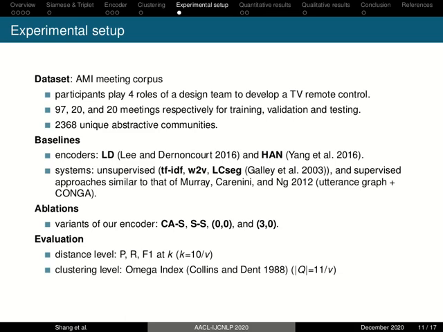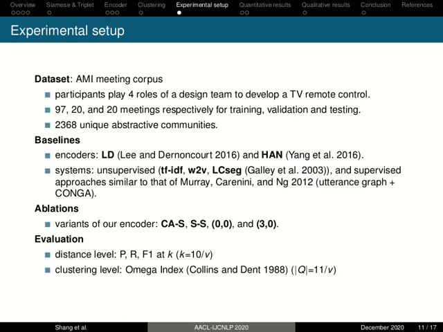For the supervised systems, we use an approach similar to that of Murray et al. More precisely, an utterance graph is created, whose edges represent whether or not two utterances are jointly summarizable. Finally, an overlapping community detection algorithm, CONGA, is applied to the graph.